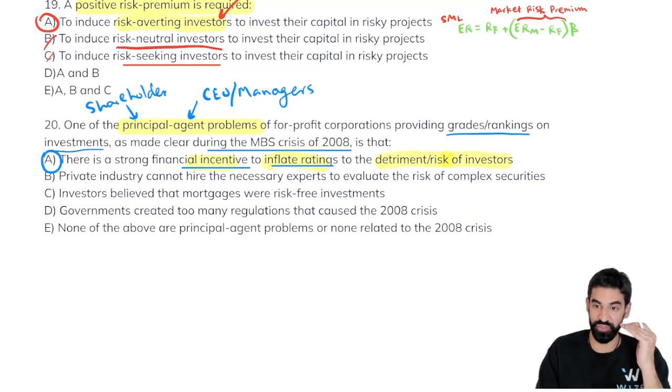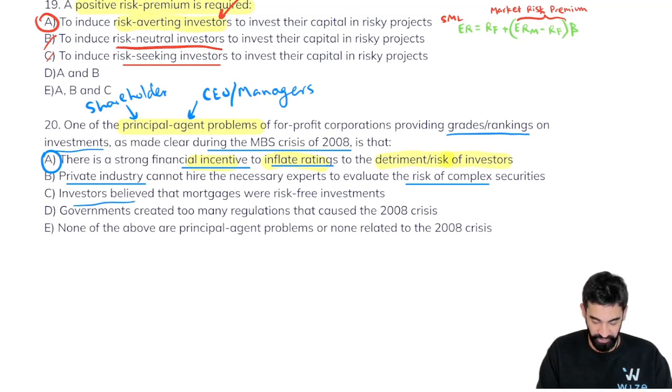Like there's A ratings, there's B ratings, and C. So they were saying, oh, this is A and B, but really it was C and D ratings, very risky. B, private industry cannot hire necessary experts to evaluate the risk of complex securities. No, they can. Private industry means like banks, non-government. They can, they just didn't want to, or they did and they just paid them off to give higher ratings so that they can get a lot of people to invest with them. If people knew the real ratings, they wouldn't have invested.